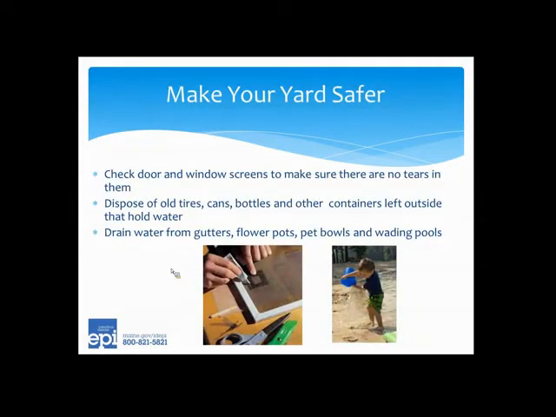There's also a few things that you can do to make your house safer. First up is check your door and window screens to make sure there's no tears in them. Mosquitoes are small, they can get through some small spaces, but if you can keep them out of your house, obviously you're going to keep yourself from being bitten. So if you have a screen door, make sure there's no holes in it. If you have windows that don't have screens, you should consider putting screens in those windows.